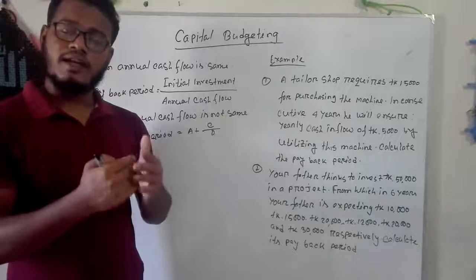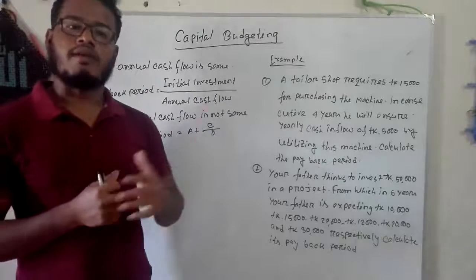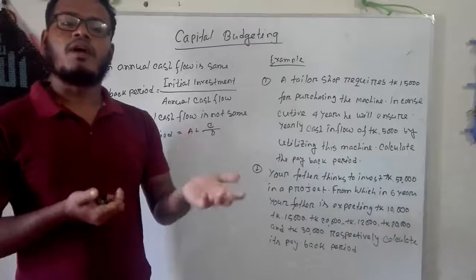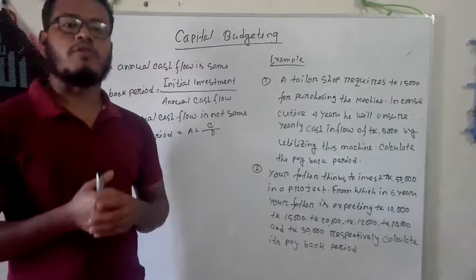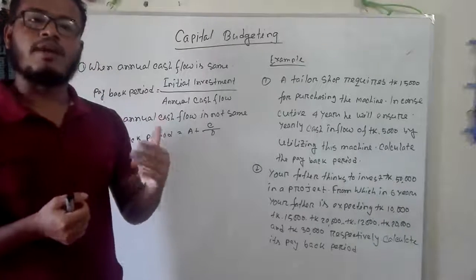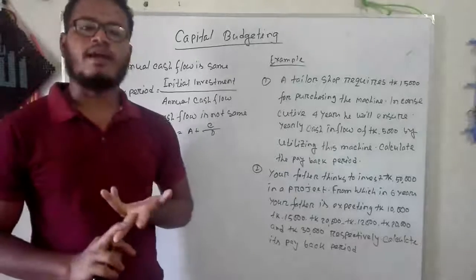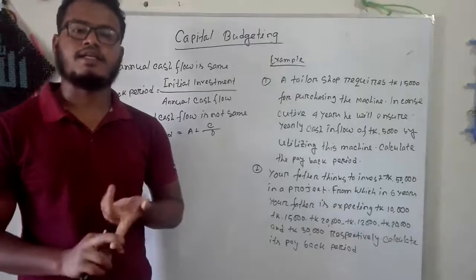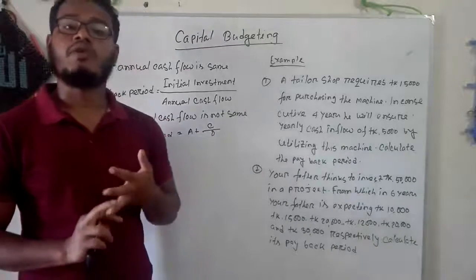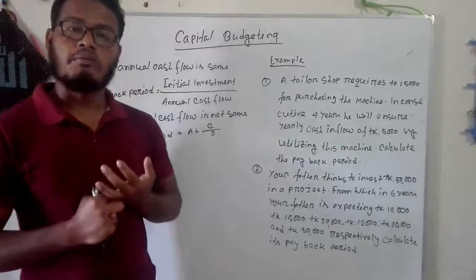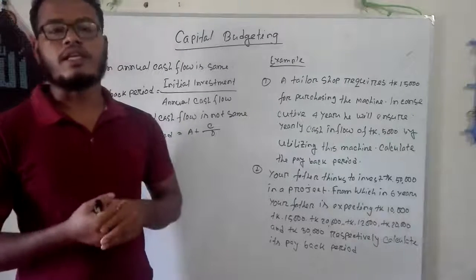I mean, the money is provided to the suppliers, who sell this machine or this product. So when we purchase any land, or any machines, or any fixed asset or long-term asset, then we need a huge amount of money. It's also called initial investment.